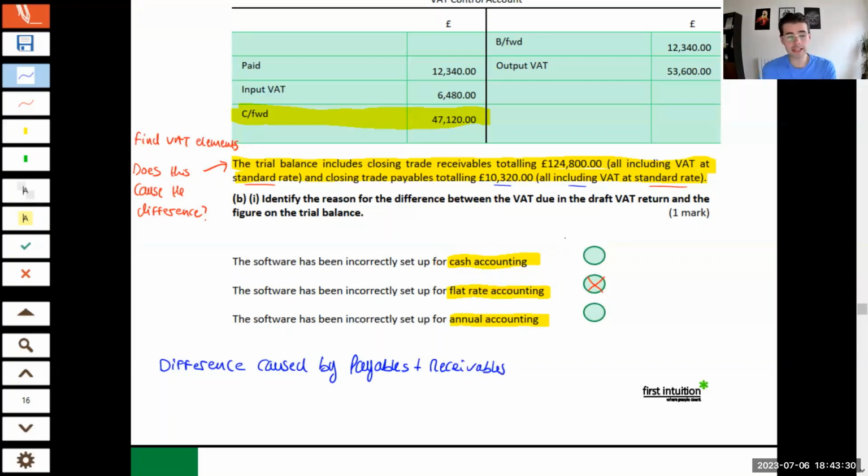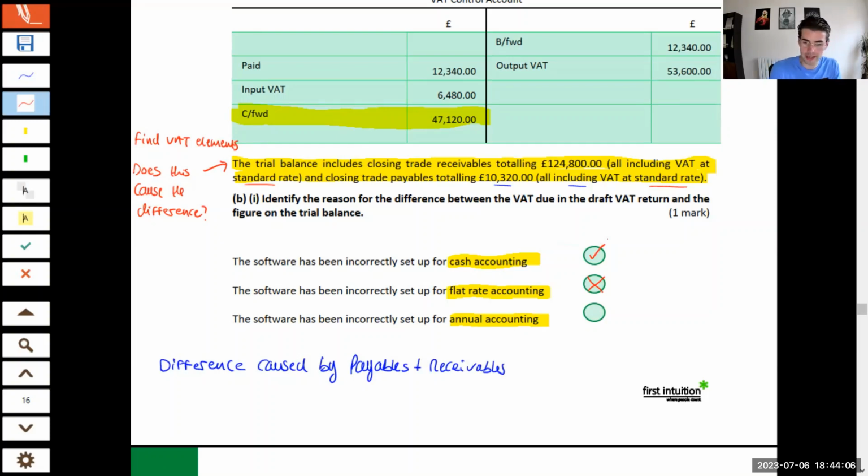Final piece in the puzzle, again, you need to be comfortable with your tax theory here as well. So I found out why that is the case. So all I need to do now is say, so what have we got left? We've got cash accounting and annual accounting. Now, is there one of these tax methods, or tax schemes, I beg your pardon, that I can use where the payables and receivables, the tax elements, would be dealt with slightly differently? And again, this is where your tax knowledge comes in, because it relates to cash accounting.